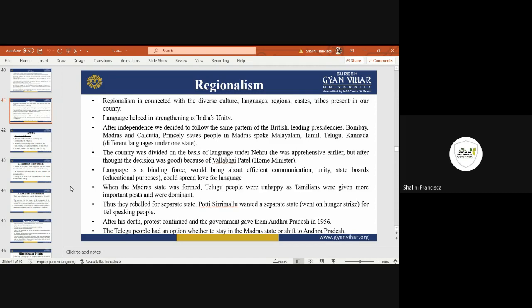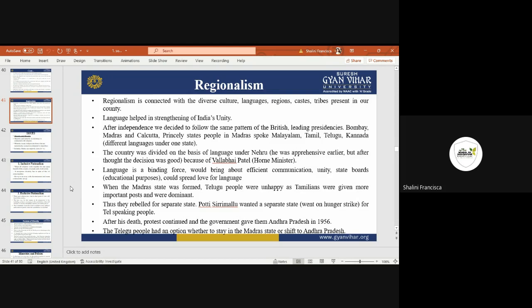Regionalism. Regionalism is connected with the diverse culture, language, religions, castes, and tribes present in our country. Language helped in strengthening Indian unity.